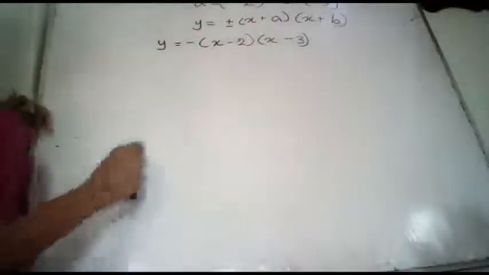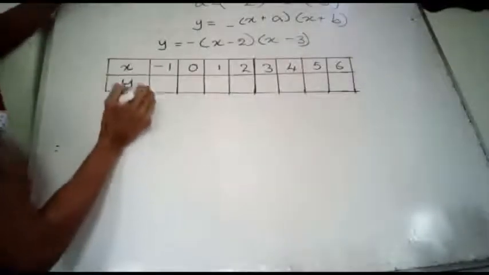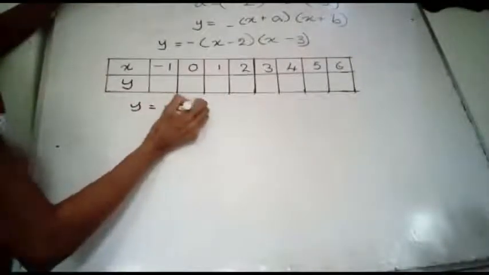Let's consider the following examples. Here, this is the form y equals negative (x plus a)(x plus b), where a is equal to negative 2 and b is equal to negative 3. To draw the graph of this function, let's prepare a table of x and y values. When y equals negative (x subtract 2)(x subtract 3).